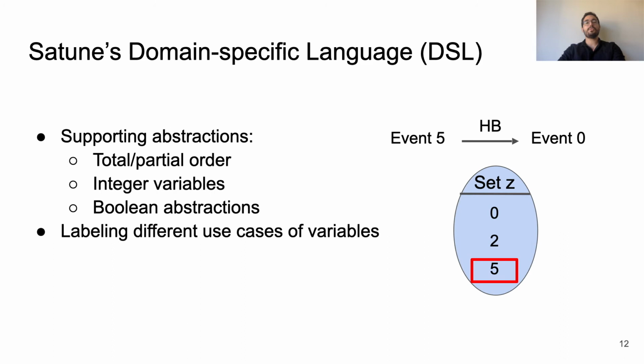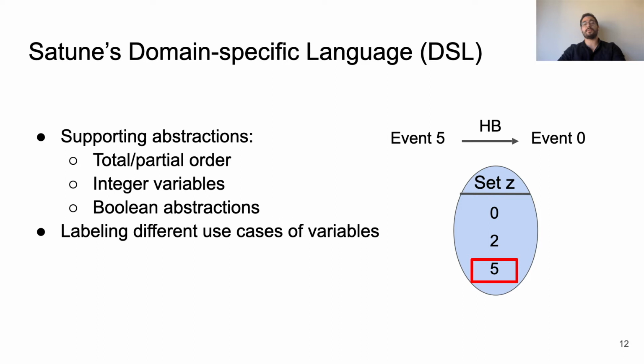Satune's domain-specific language, or DSL, supports three widely used abstractions: total or partial order constraints over a discrete set, integer variables drawn from a discrete set, and Boolean abstraction. The language also supports labeling different use cases, because potentially different use cases can benefit from different encodings. No existing languages could be used because of a lack of support for labeling variables and representing order constraints.